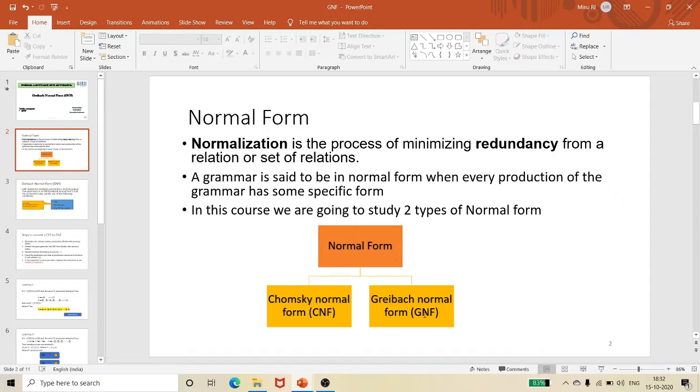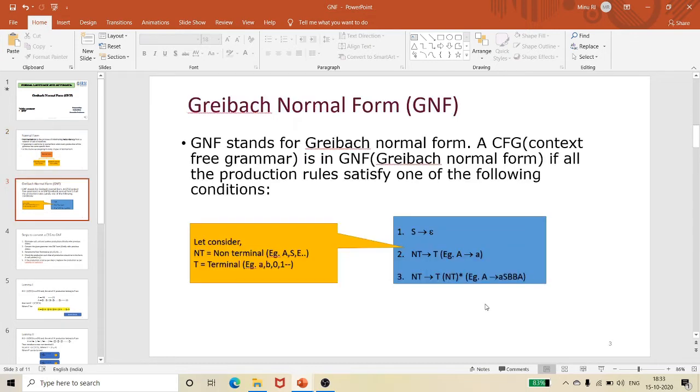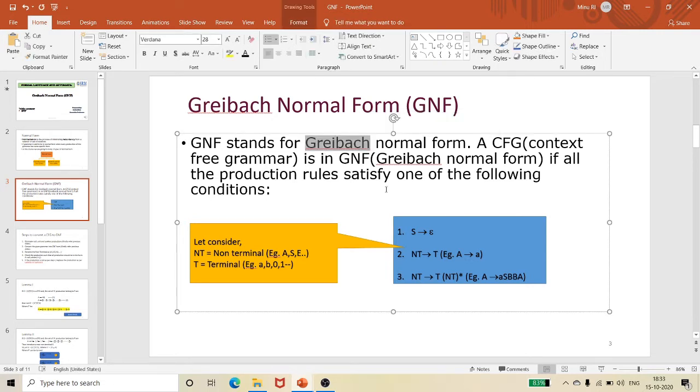So after eliminating all those unwanted redundant productions, we can convert it into a normal form such as CNF or GNF. In my previous videos I have explained the simplification of the context free grammar, and in one of my videos I have explained CNF. So in this video we are going to see how to convert a grammar to GNF. GNF stands for Greibach normal form, after the inventor Greibach.